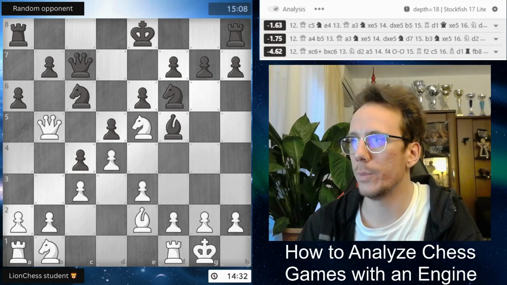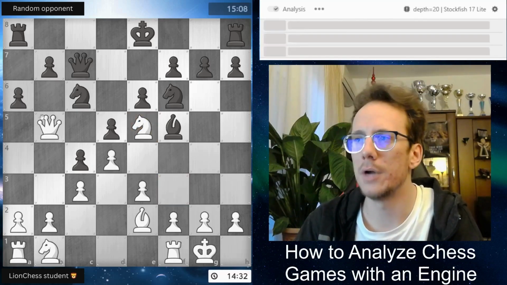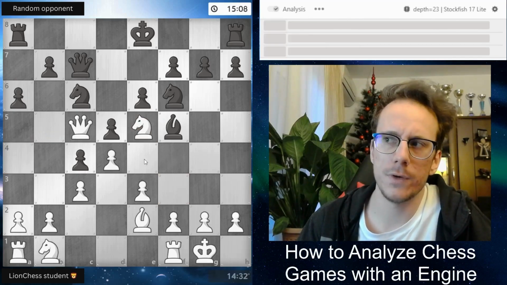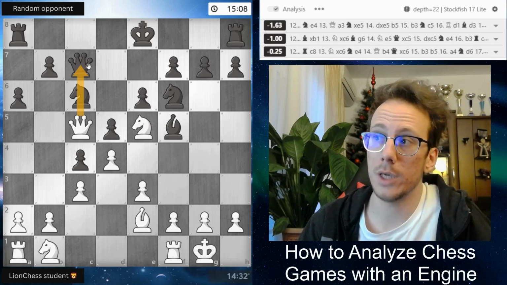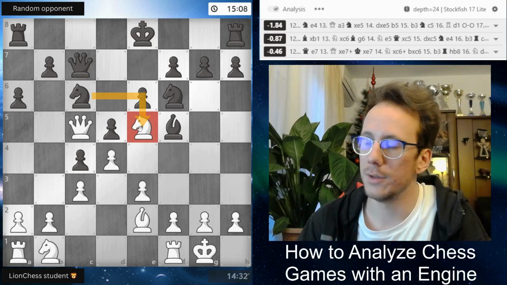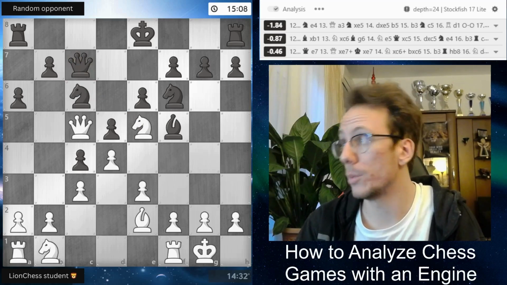So now I could go back to the original position by scrolling back, and I could say, okay, I understand that I can't go queen a4, Mr. Engine, but can't I go queen c5? That would also keep the pin over here. So instead of this pin, I have this one. But again, knight takes knight is not a move because I would just take the queen. And then I take a look at what the engine has to say.